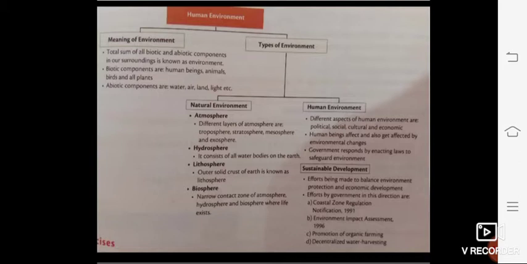Now the next one we will see, that is hydrosphere. Hydrosphere is made up of all the water bodies on the earth, right? It consists of all water bodies on the earth. The frozen ice is the glacier and polar ice caps. Underground water and water vapor in the air also constitute the hydrosphere.